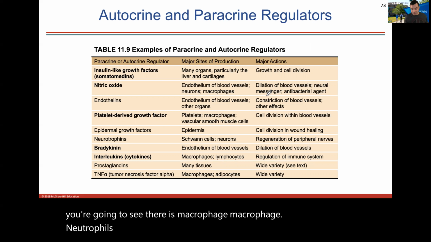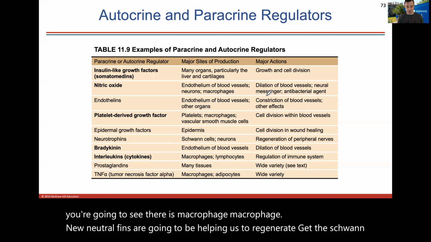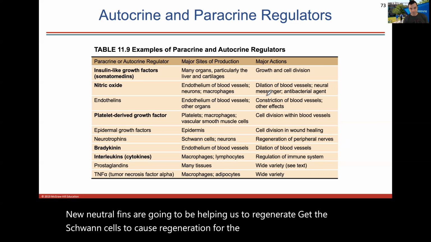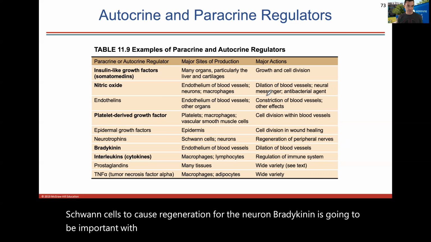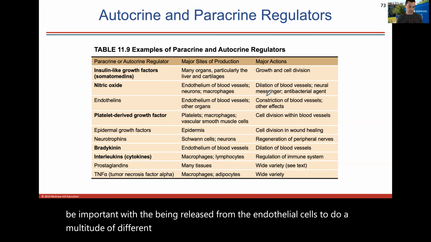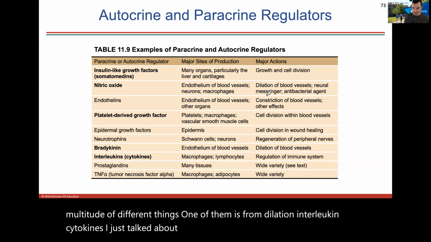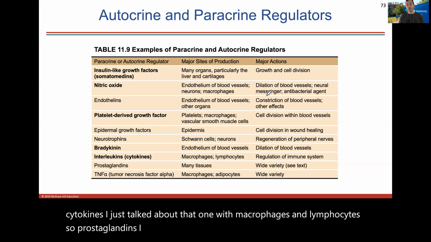Neutrophils are going to be helping us to regenerate, get the Schwann cells to cause regeneration for the neuron. Bradykinin is going to be important, being released from the endothelial cells to do a multitude of different things. One of them is vasodilation. Interleukin, cytokines, I just talked about that one with macrophages and lymphocytes. So prostaglandins, I mean, good Lord, there's a huge variety of those. I think the book goes into all of them.